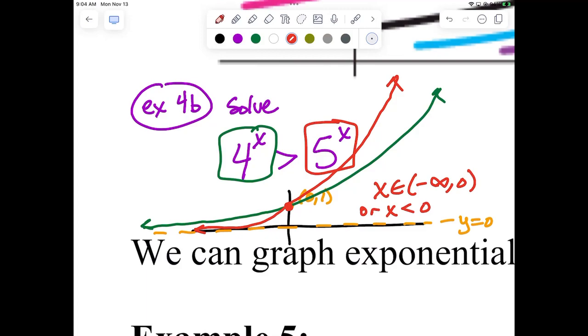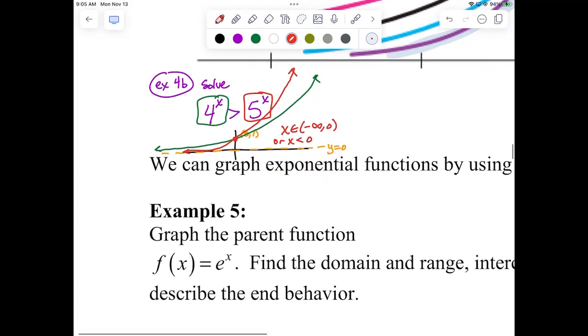They intersected at 0, 1, so that's what they changed. So the answer was either going to be to the left of 0 or to the right of 0. We just had to know where they fell in relation to each other. Got it? So y'all can answer questions like that now, right? Piece of cake. All right.